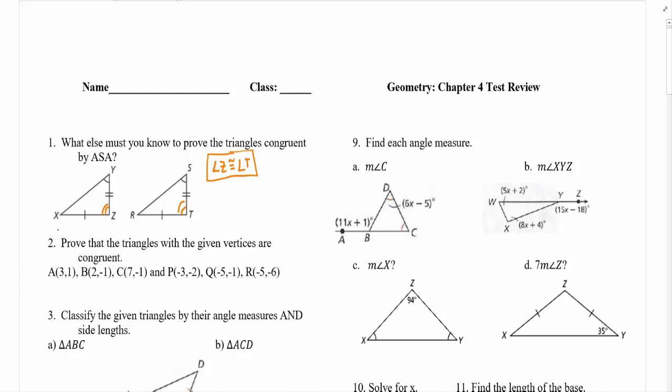But I'm going to take number two. I'm going to move it up here so I have some space. And we are going to do a quick graph. And I'm going to sketch these two triangles. And it's saying prove the triangles with the given vertices are congruent. And if you remember back in 4.1, we were able to prove the triangles congruent through our transformations, our translations or rotations and our reflections. So that's what I'm going to do here.